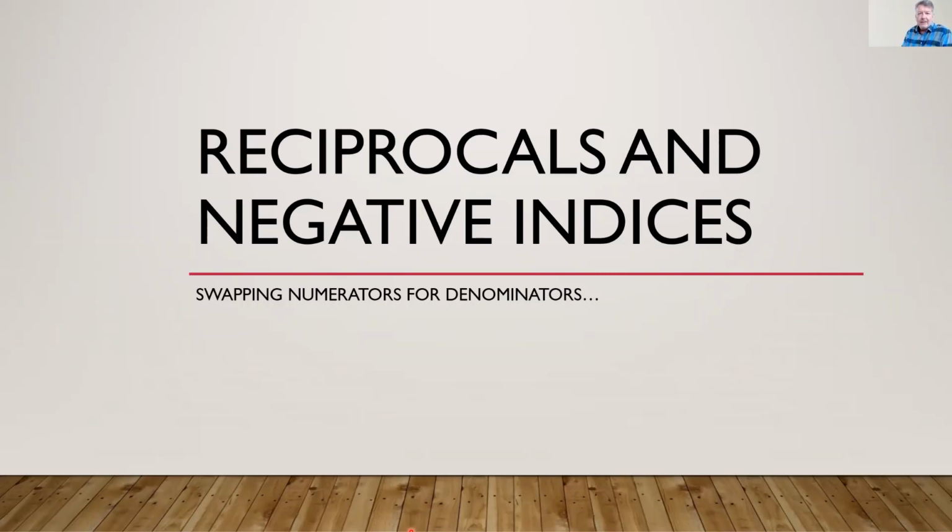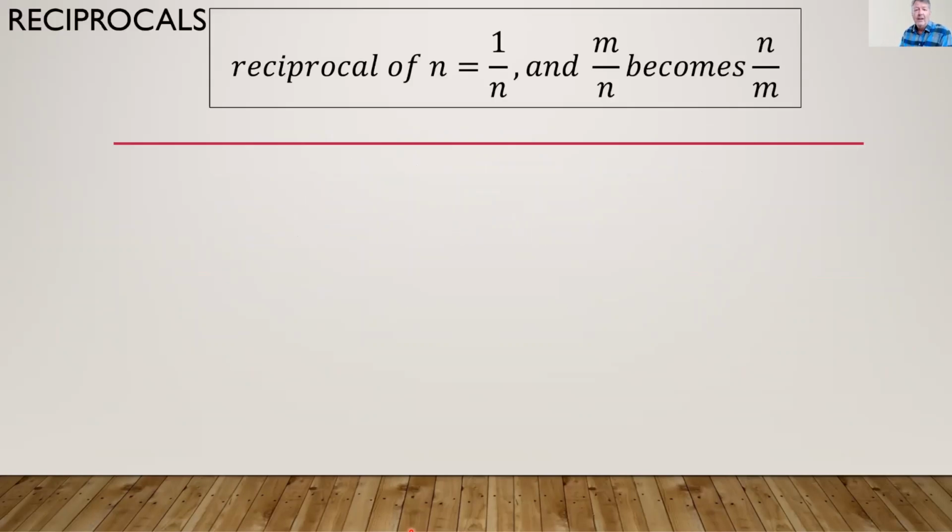Welcome back. Now it's time to do some reciprocals and negative indices, which in layman's terms just means we're going to be swapping numerators and denominators on a fraction. We're just going to do that. All right, reciprocals first. Let's have a look.